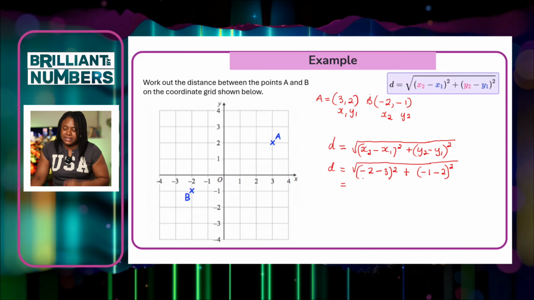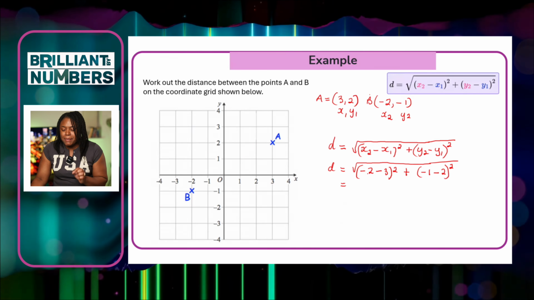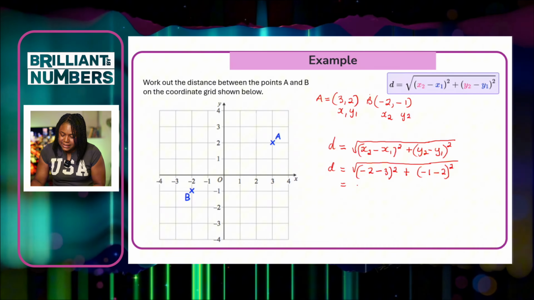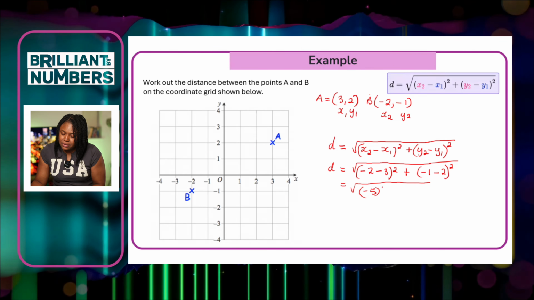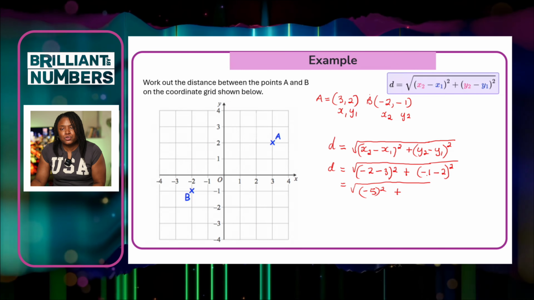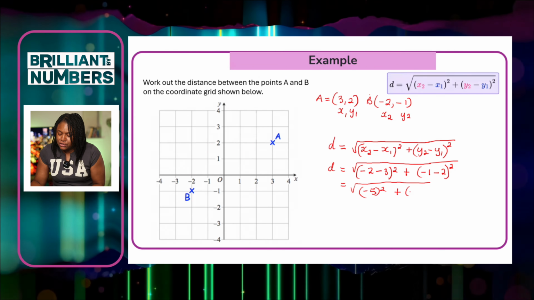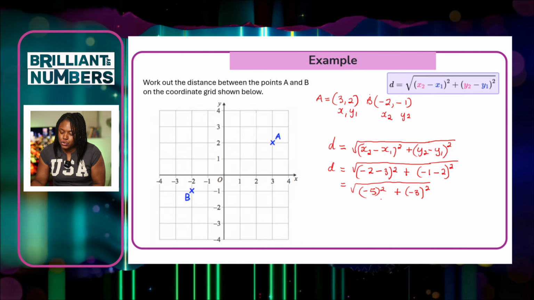Now that we've done our substitution, all we need to do is work this out. Truth be told, we could just put this all in our calculator by pressing square root and then putting everything in as we've got it on the screen and then pressing equal. However, let's just work this out. What if it is a non-calculator paper? So minus 2 minus 3 is minus 5. So we're doing minus 5 squared plus minus 1 minus 2 is minus 3. So we're doing minus 3 squared.